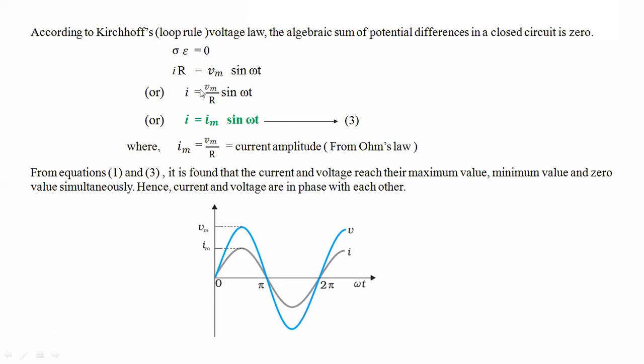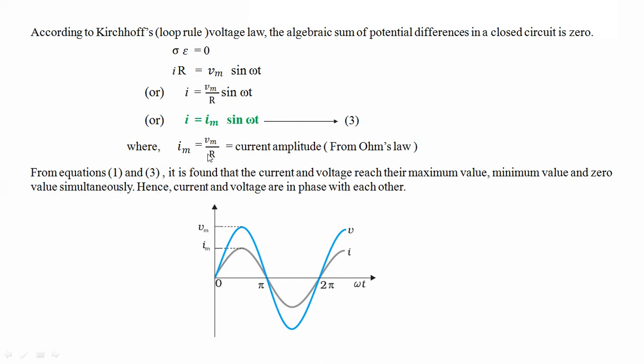This Vm upon R is nothing but the maximum value of the voltage, the amplitude, divided by R. According to Ohm's law, it is Im. So I can write the equation i = Im sin ωt, where Im = Vm/R is the current amplitude.